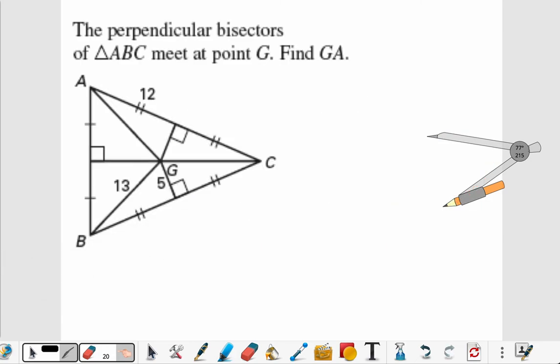So as a final problem, I invite you to try this on your own. Perpendicular bisectors of ABC meet at G. Find the length of GA. This problem, there's really no math involved. It's just figuring out what you're looking at. This is a perpendicular bisector, so is this, so is this. So we know these lengths have to be the same. So GA has to just be 13, and that's all there is to it. So that does wrap us up for the notes portion of 5.2.